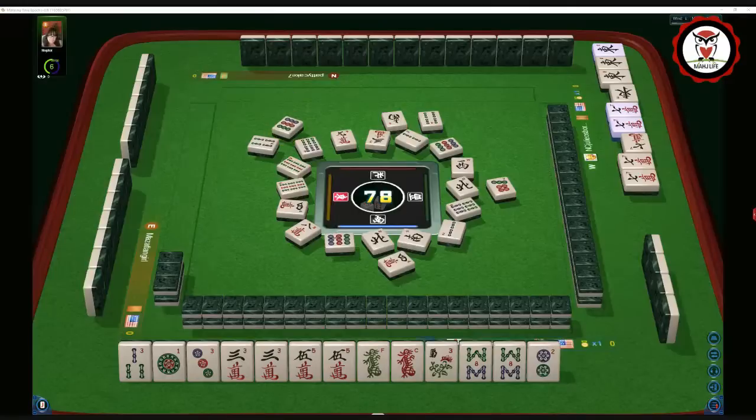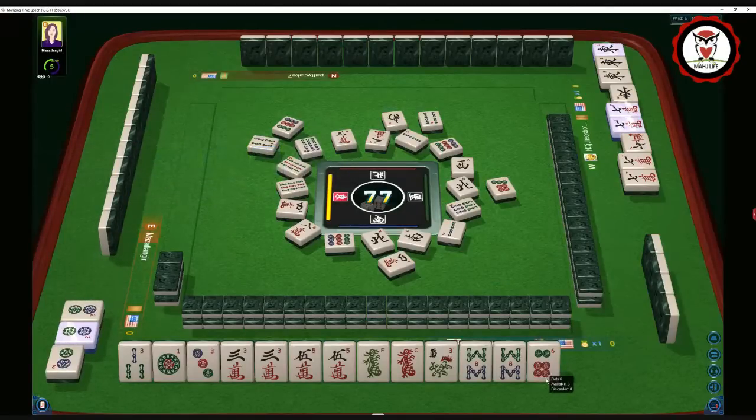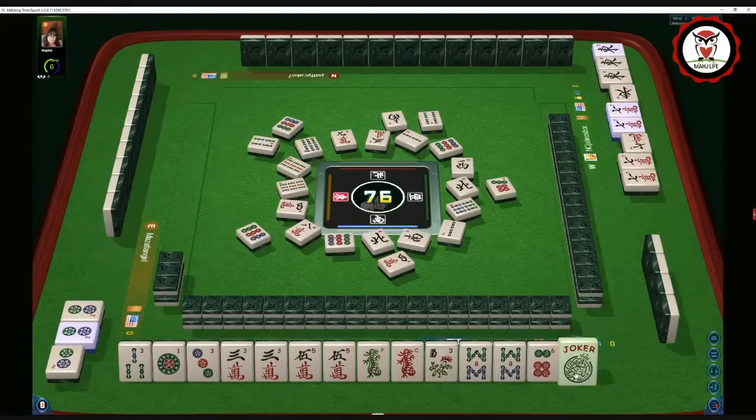Nine dots. Two dots. We're going to keep an eye on seven bams. If we draw a seven bam, I would totally switch my hand. For example, we could switch to 5, 6, 7, 8, because I am not throwing nine or seven dots. Bam if we get it. Oh, we got a joker. Okay, let's throw the six.